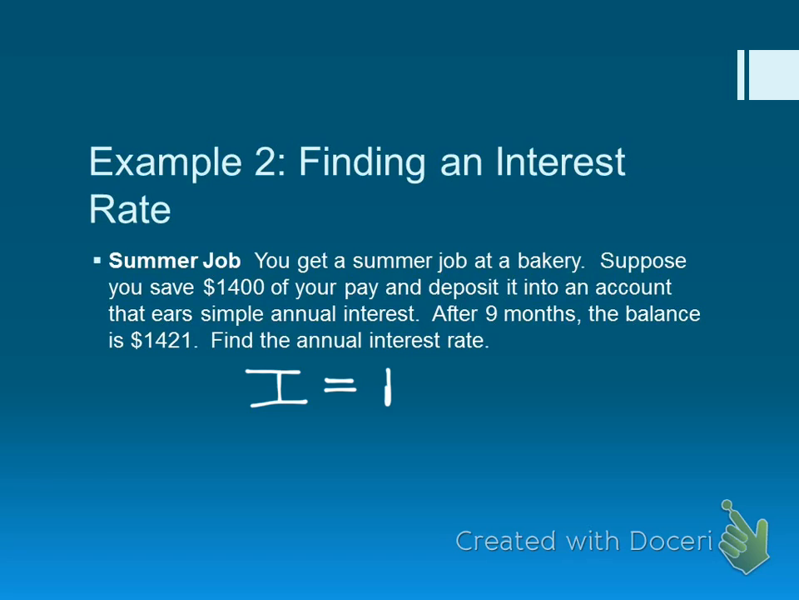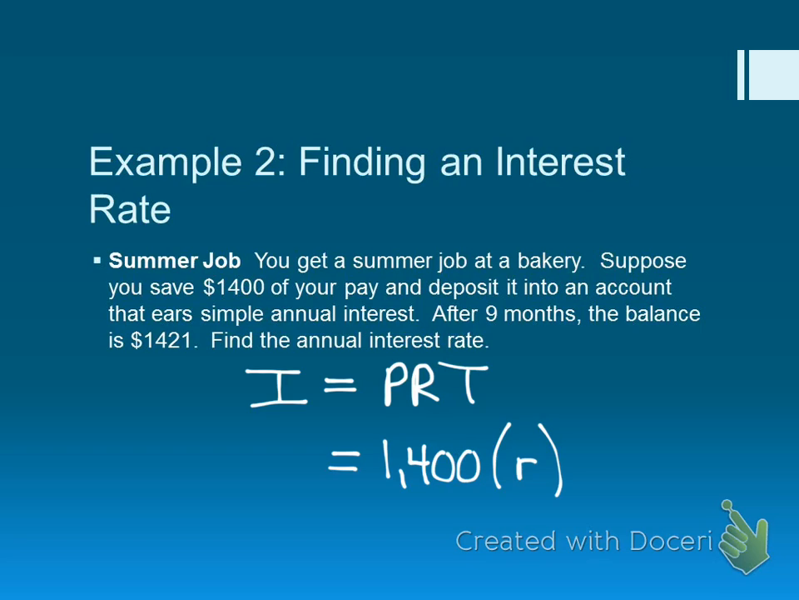I equals PRT. Okay, what's our principal? What's the principal amount? How much did we put in? $1,400. Do we know the rate? No. Do we know the time? Yes. Now the time is in months.